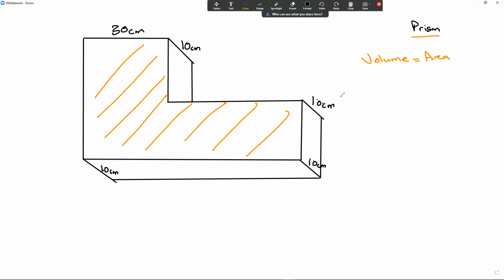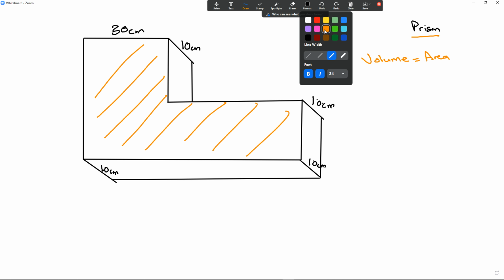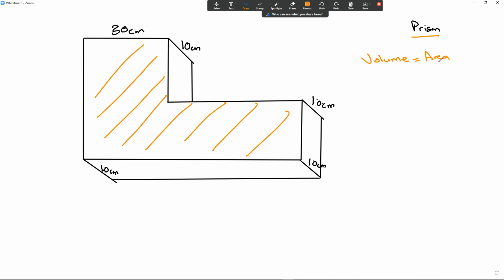No. So what we want to do now is calculate the volume. To calculate the volume, we take the cross-sectional area, this orange part, and multiply it by the depth. The depth at the moment we know is 10 centimeters, so I just need to calculate the area. But I don't have enough values here, so I'm going to put this as 20 centimeters over here, 20 centimeters over here, and 50 centimeters over here.